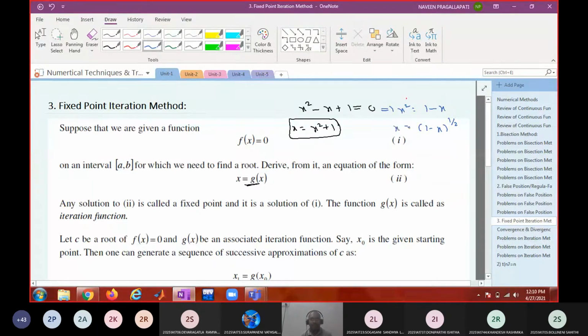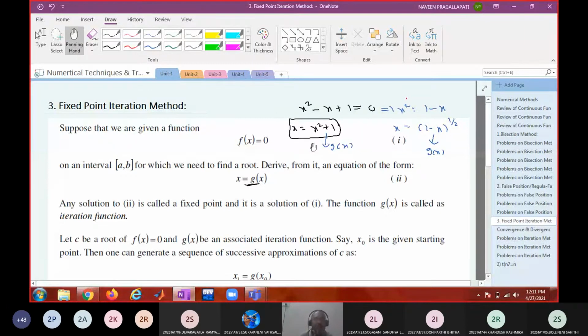Yes, sir. So if you write like this, g of x is x square plus 1. If you write like this, g of x is 1 minus x whole power 1 by 2. Like this, you can rewrite the given equation as x equal to g of x in several ways. Now solving this equation is the same as solving that equation.